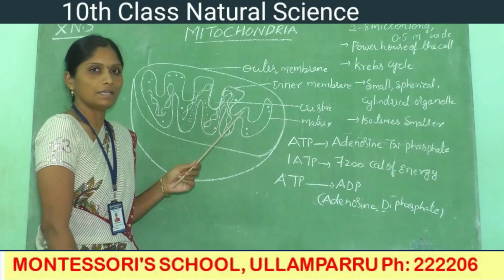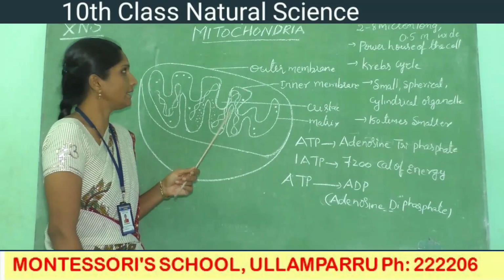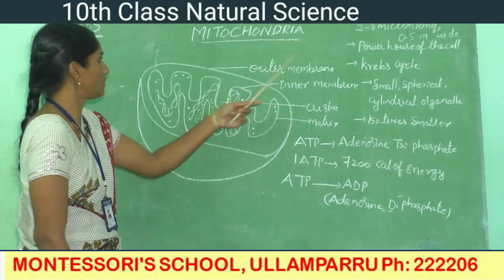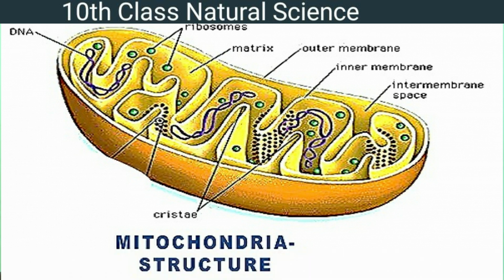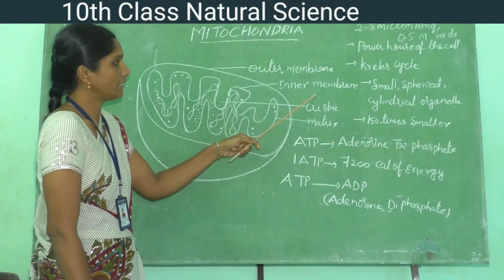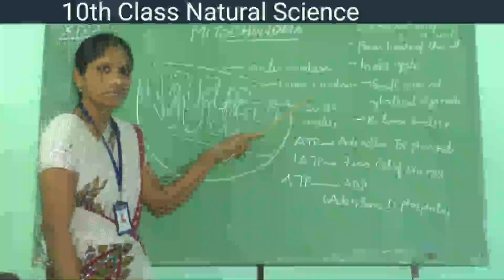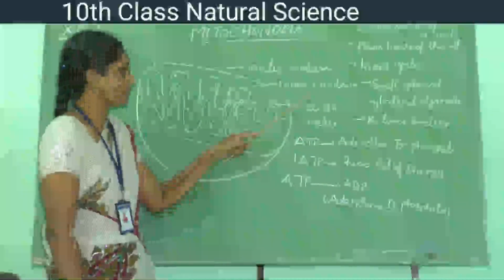or any other organisms contain mitochondria. This is the structure of mitochondria. The structure of mitochondria consists of mainly 2 parts. They are the outer membrane, inner membrane, cristae, and matrix. The total mitochondria is bounded by the outer membrane and inner membrane. The second important part, the inner membrane, protrudes to form cristae.